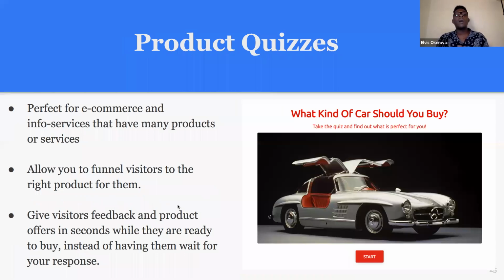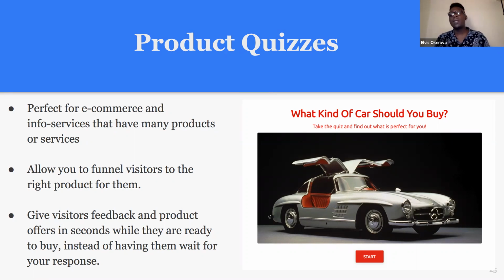The fourth type of quiz is the product quizzes. Now, product quizzes are perfect for e-commerce businesses that have so many products, because it allows you to funnel your visitors, based on the way they answer the questions in your quiz, to a particular product or service. So you can say, for example, which of these 2017 Mercedes-Benz models is right for you, or which car is right for you in 2022.